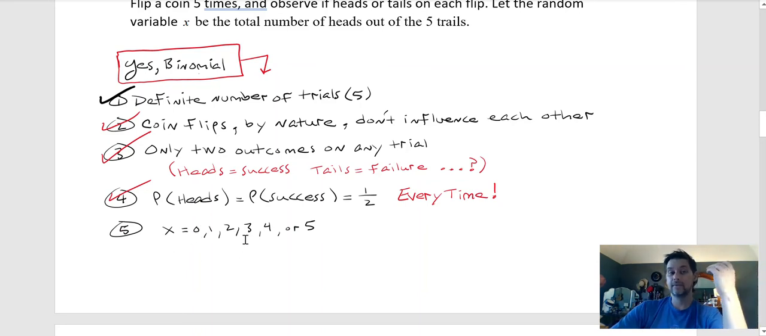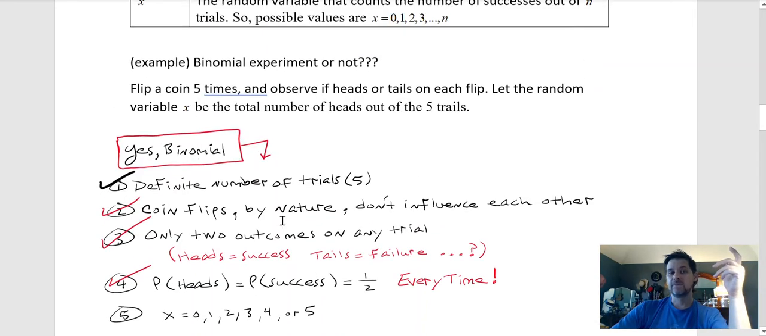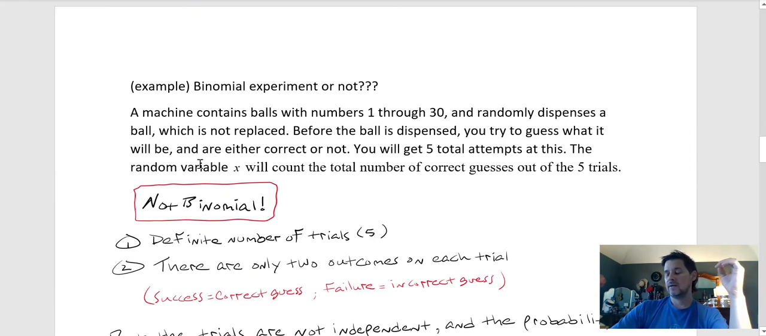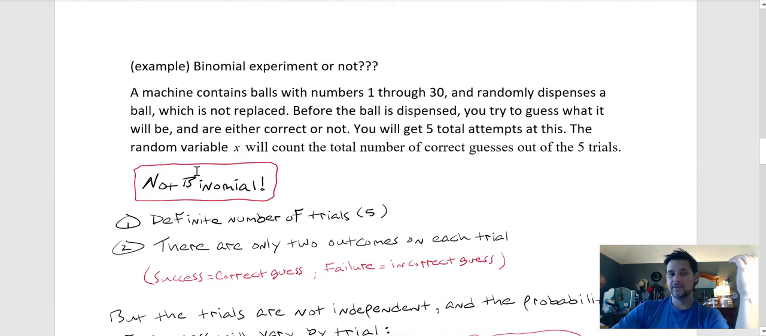What if the random variable were 3? The significance of that would be I flipped the coin 5 times and 3 heads were observed. Okay, so this is a binomial experiment. I just went through my checklist and verified every aspect of that original definition.